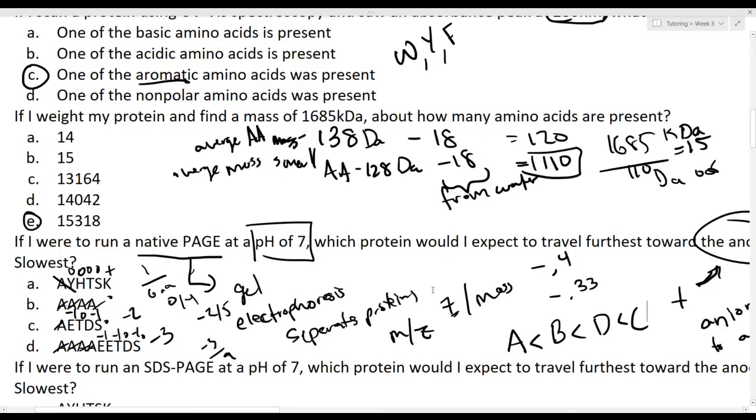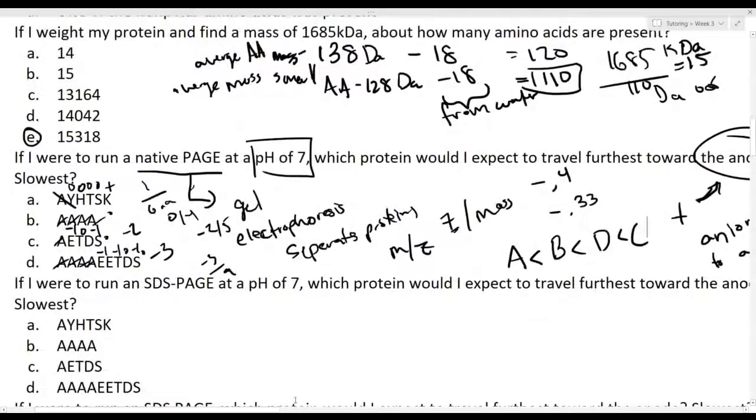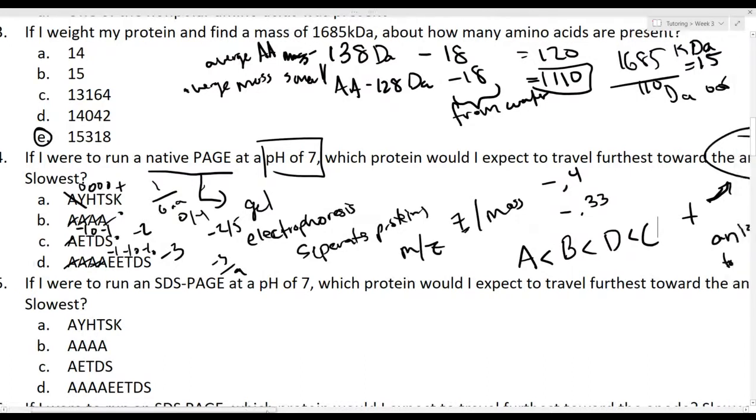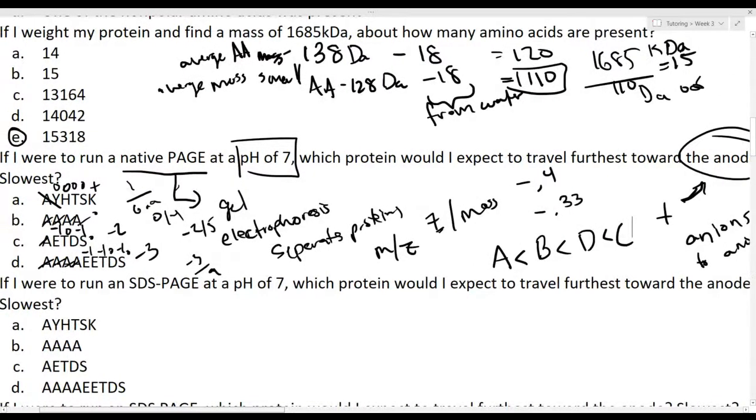All right. Does anyone have any more questions about native PAGE? Anything you want to talk about with this gel electrophoresis, charge to mass ratio, any of that? Okay, awesome. All right, so jumping into number 5, if I were to run an SDS PAGE at a pH of 7, which protein would I expect to travel furthest toward the anode? So right off the bat, there's a problem with this question. Does anyone know what that problem is?